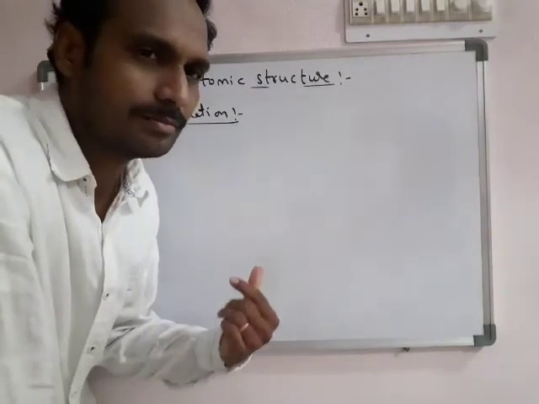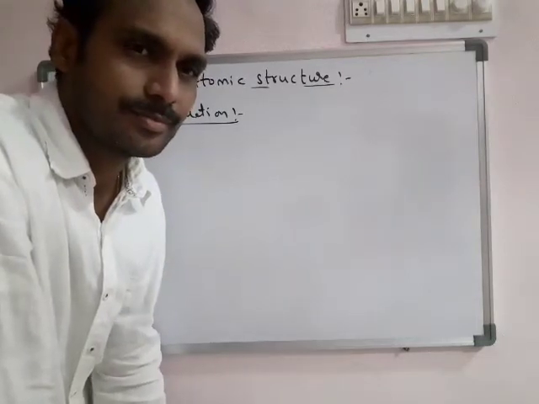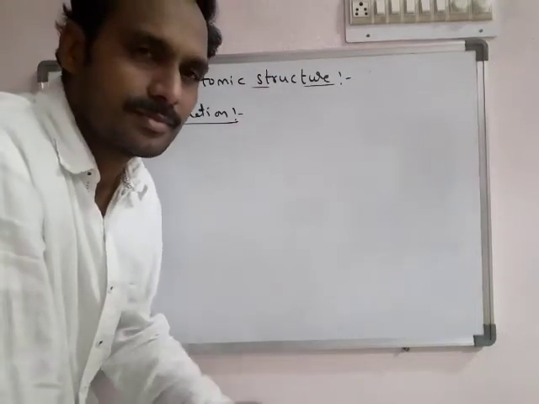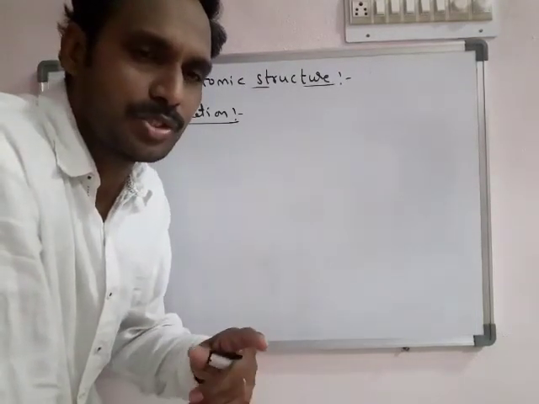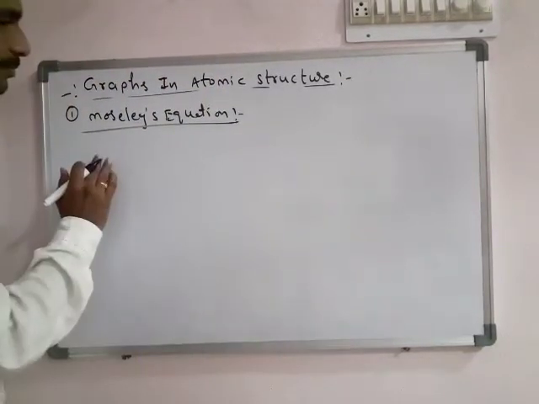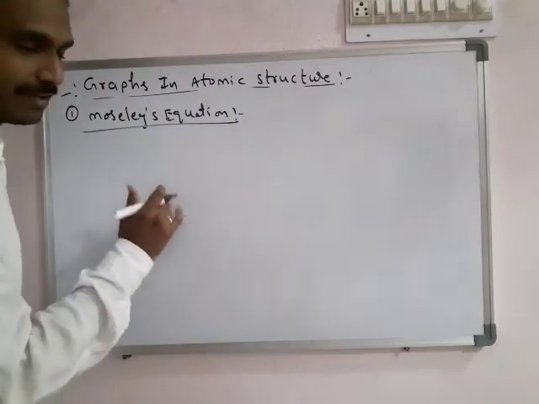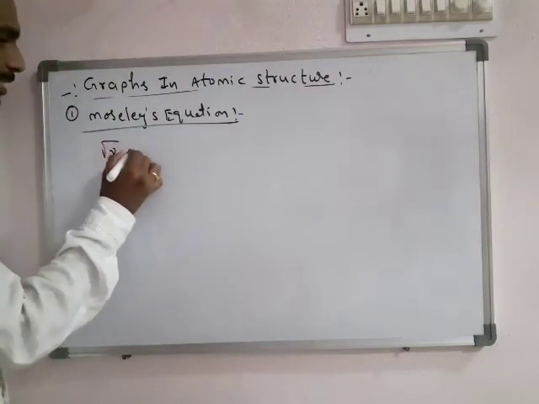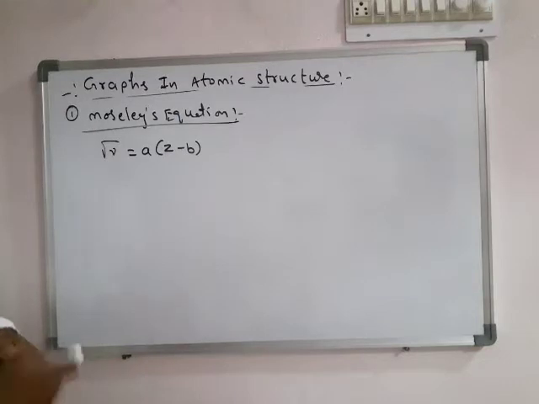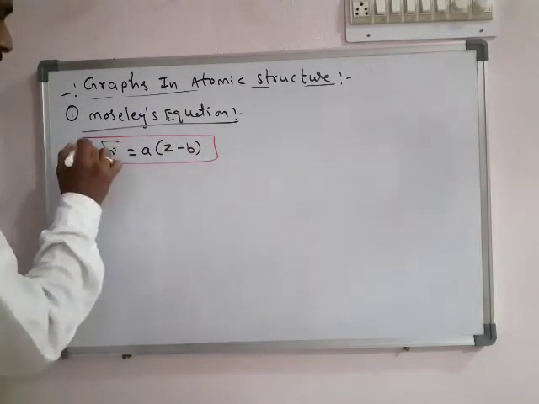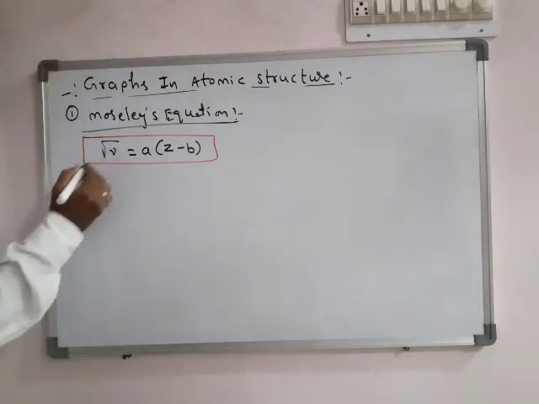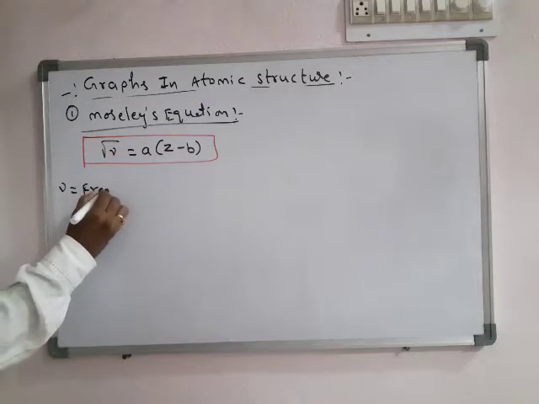The Moseley equation topic relates to the introduction of atomic numbers based on Moseley's experiment. In his experiment, he gave an equation: root nu is equal to a into z minus b. So this is Moseley's equation, which represents his experiment. Here nu equals the frequency of x-rays.